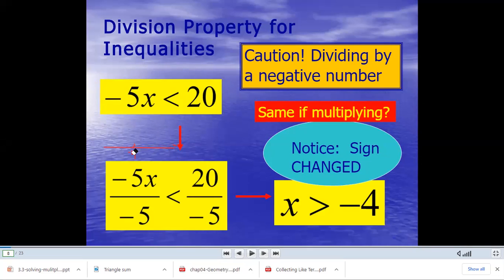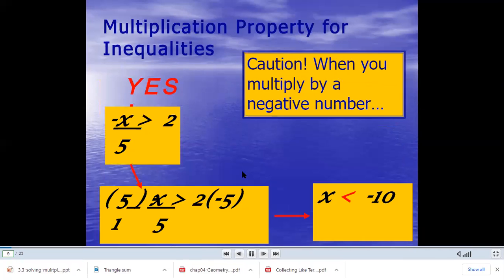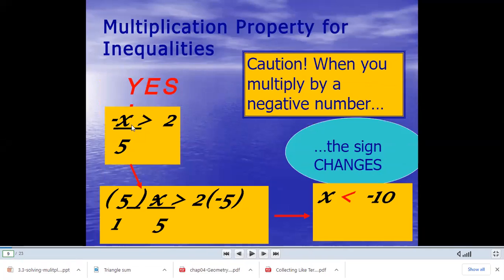Understood this part, grade 7? Okay, what about if we have negative x over 5 more than 2? What is the first step we have to do here? We will multiply by 5, okay, and then?